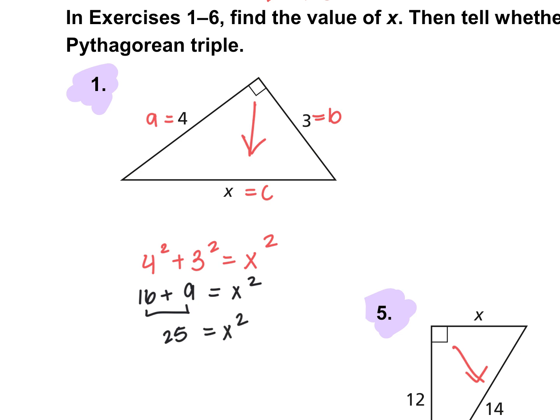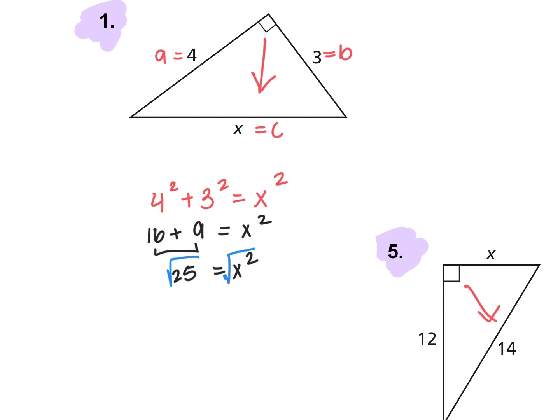And how do you get rid of a squared? Good. Is this a perfect root? If you are unsure, there is only one question on your quiz that you have to change to a decimal. Everything else is either a whole number or simplify the radical. If you are unsure if your number is a perfect root, just plug it into the calculator. If you get a decimal, try and simplify the root, but we should know 25 is a perfect root because 5 times 5 equals 25. And x equals 5, and that's it.